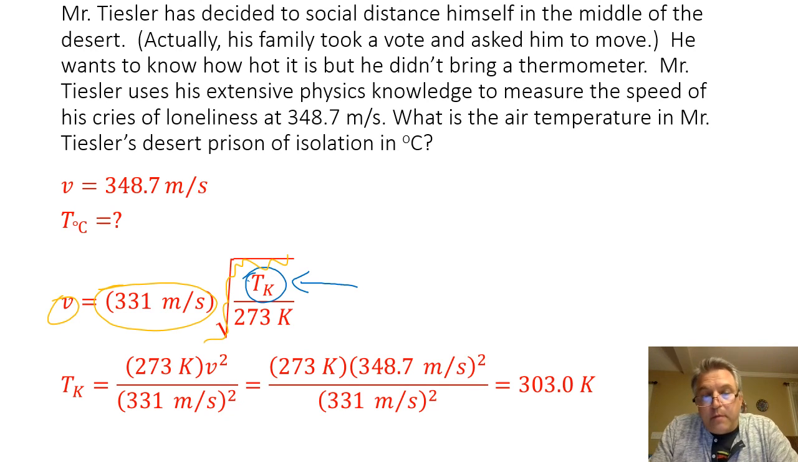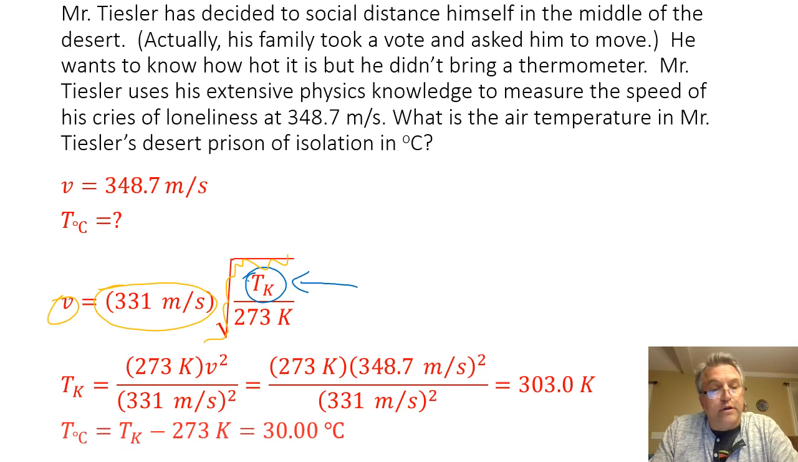So when I plug my velocity into this equation, I am going to get a temperature of the air of 303.0 Kelvin. In order to convert this to degrees Celsius, I know that the temperature in degrees Celsius is going to equal the temperature in Kelvin minus 273 Kelvin. And when I do that out, I am going to have an air temperature of 30.00 degrees Celsius.